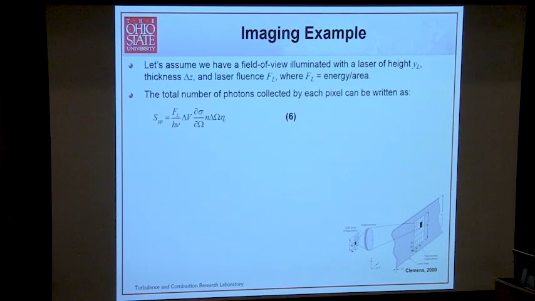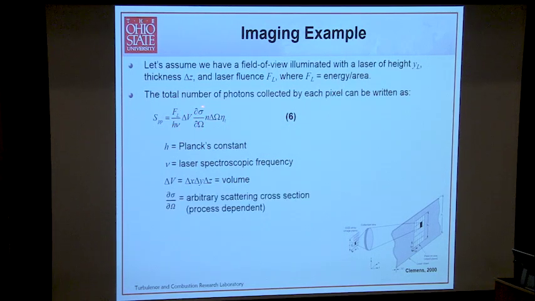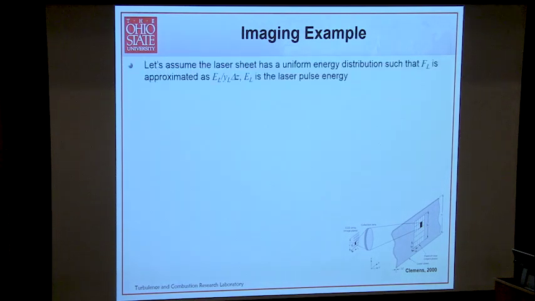The total number of photons collected by each pixel can be written as this expression, which is the fluence over Planck's constant and the spectroscopic frequency, times the volume scattering cross-section. This is species dependent. This could be a scattering cross-section, or a version of an absorption or fluorescence cross-section. We can just call it a generic process. We have the number density of the scattering medium, the collection lens solid angle, and then we have the transmission efficiency of the lenses.